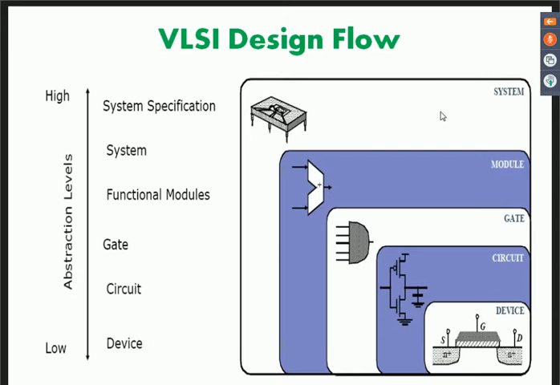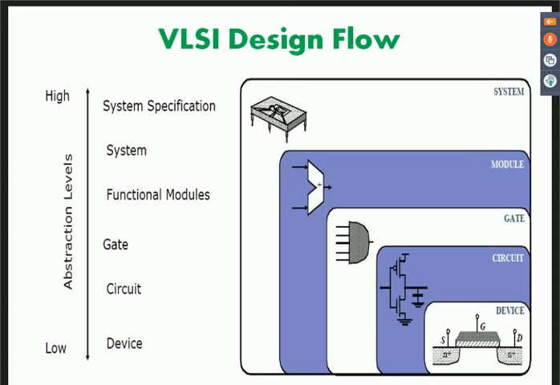Now the system is the top level module and the device is the lower level module. We can follow any method. That means we can start from the devices and then reach the system. Otherwise, we can start from the system and then design internal modules, then gates, then circuits, and finally devices. Now this is the VLSI design flow. It has two flows, that is top to bottom as well as bottom to top. A design engineer can follow either method to design efficient integrated circuits for real-time applications.